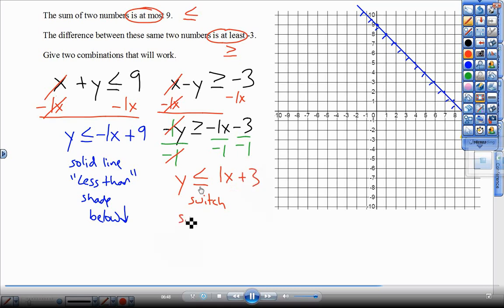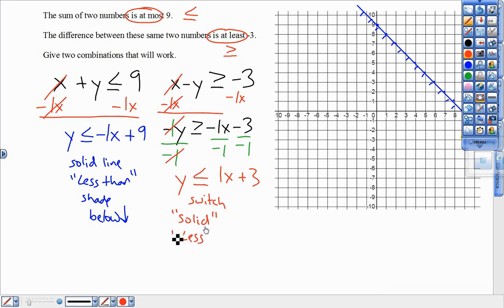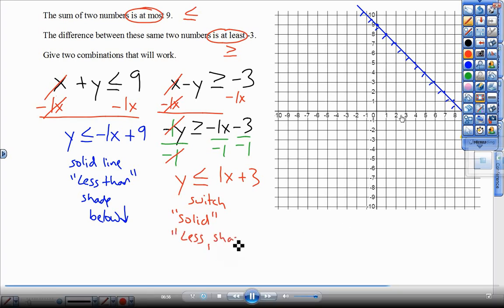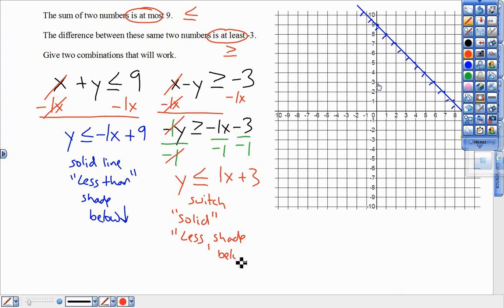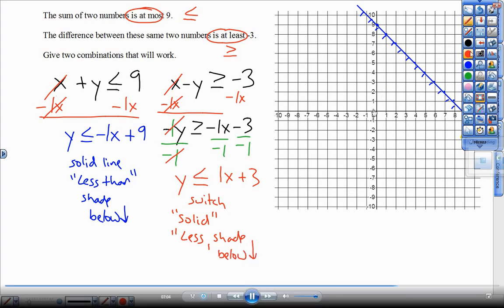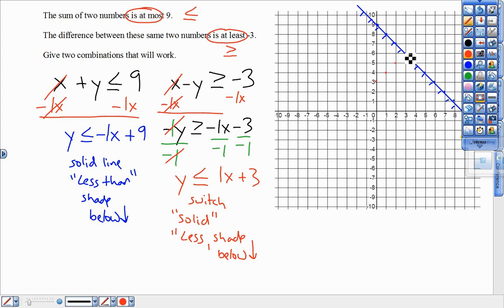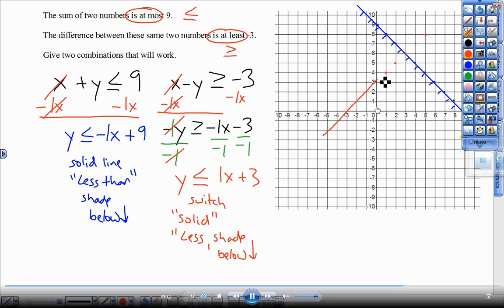The inequality is a solid line. Less than means shade below. So when I graph that line, up to 3 on the y-axis, over 1, up 1, over 1, up 1, over 1, up 1, draw my line through them. I know that this shaded zone is below this red line. So anything below this red line will satisfy this inequality. Any coordinate under here for x and y, 0, 0, 0 less than or equal to 0 plus 3, that is true.